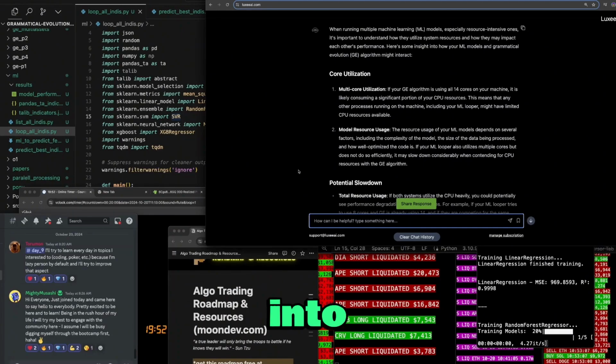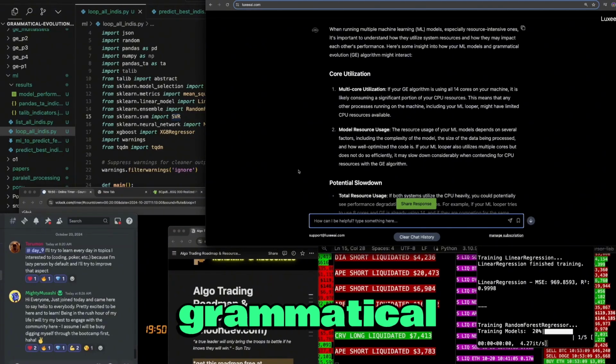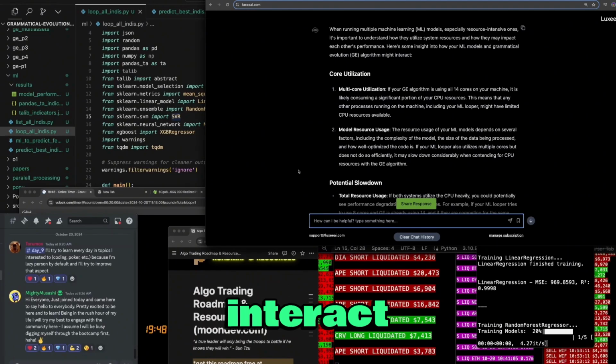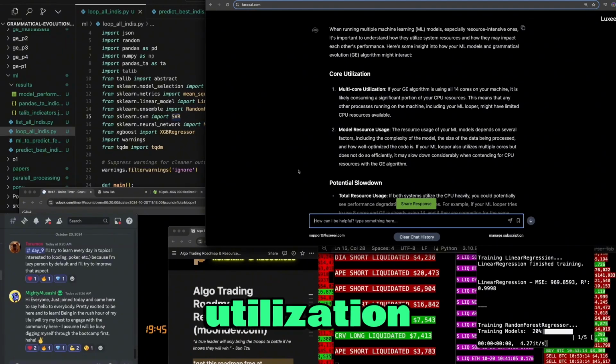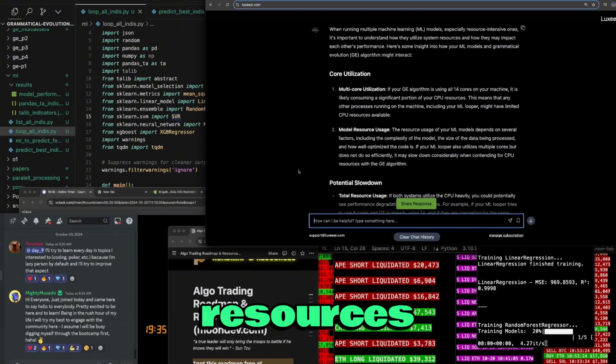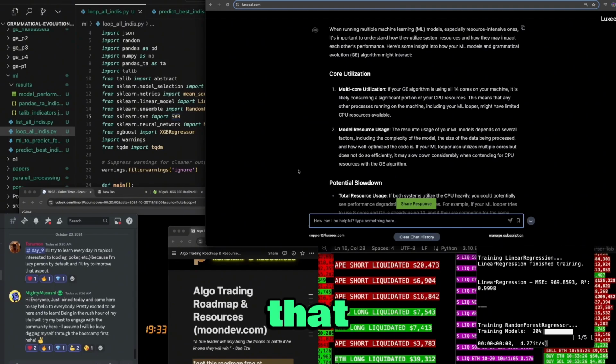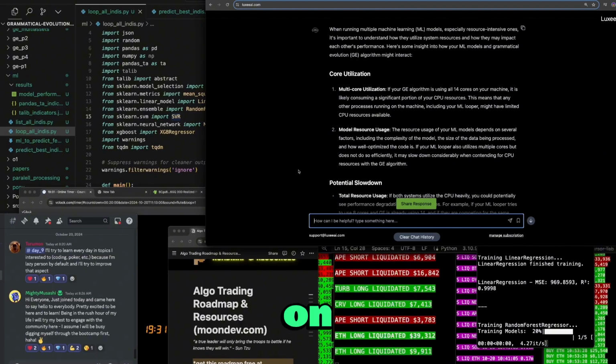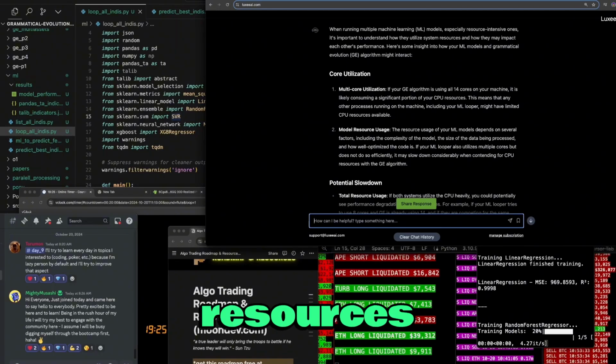Here's some insight into how your ML models and grammatical evolution algorithm might interact. Core utilization, multi-core utilization. If your GE algorithm is using all 14 cores on your machine, it is likely consuming a significant portion of your CPU resources. This means that any other processes running on the machine, including your ML looper, might have limited CPU resources available.